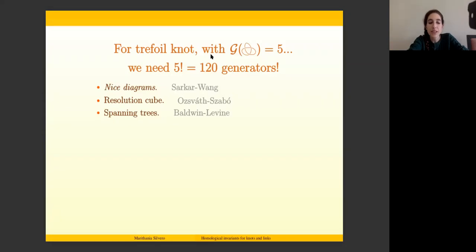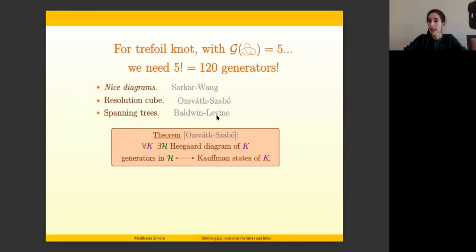So some new approaches to knot Floer homology appeared. Here we have one based on what they call nice diagrams by Sarkar and Wang, another in terms of resolution cubes by Ozsváth and Szabó, and one in terms of spanning trees. There is also a theorem by Ozsváth and Szabó saying that for every knot there exists a Heegaard diagram of the knot so that the generators in the Heegaard diagram, meaning those intersection points, are in one-to-one correspondence with Kauffman states of the knot.